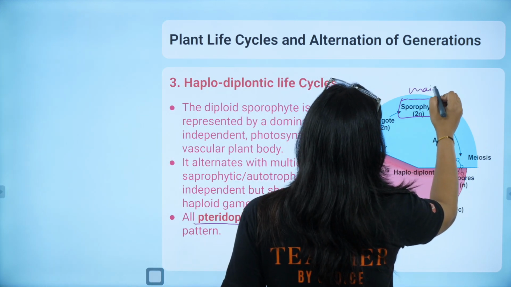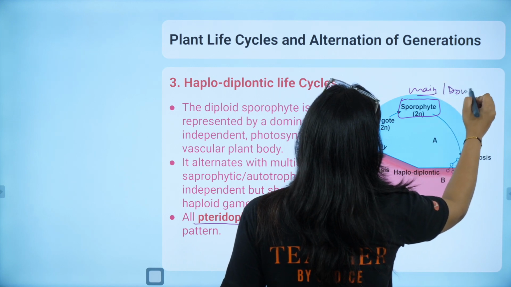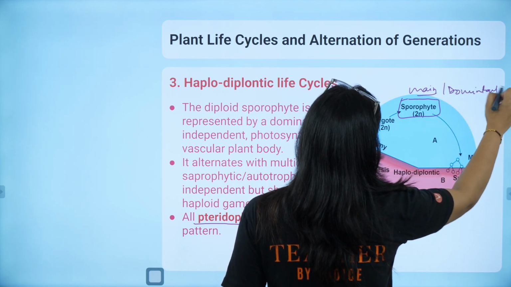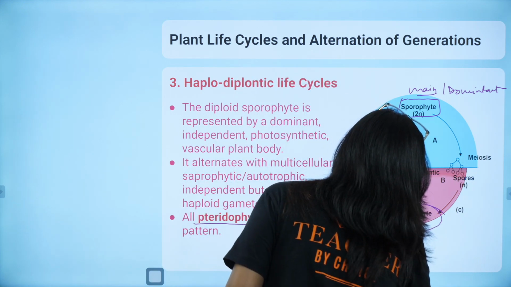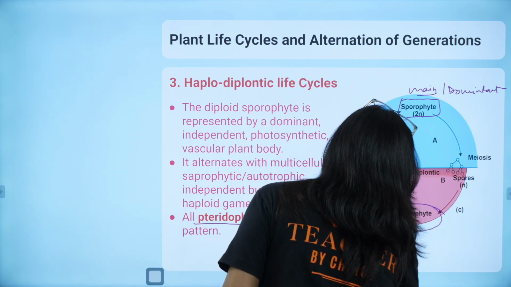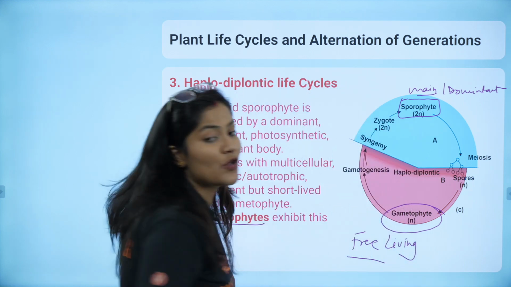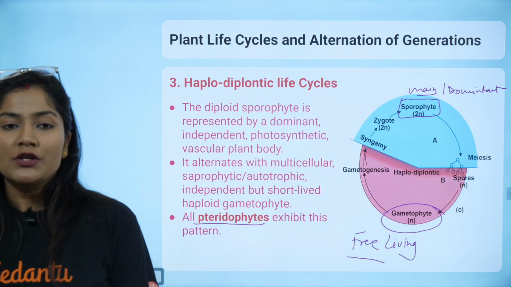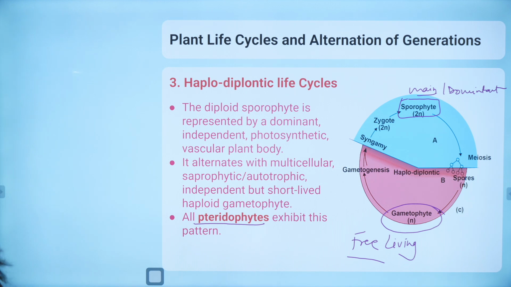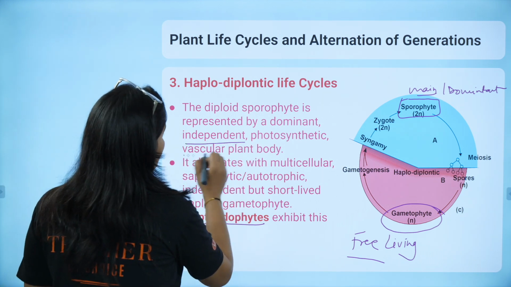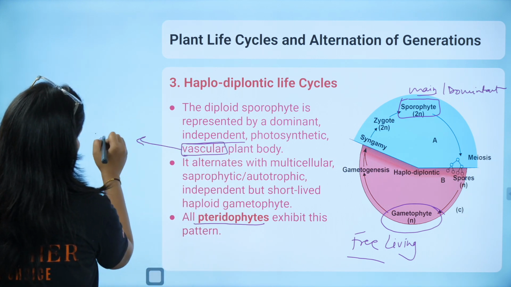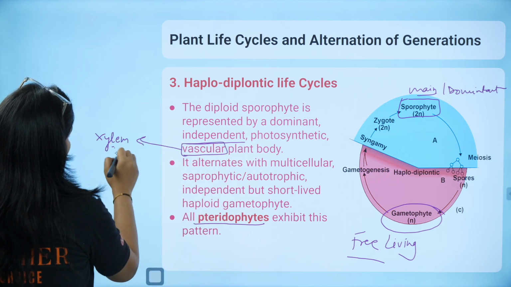The sporophyte is the main or dominant plant body, which is going to result in the formation of your gametophyte, and this gametophyte is free living, which means it is not dependent on anyone. So the diploid sporophyte is represented by a dominant, independent, photosynthetic, vascular plant body. Vascular means that there will be presence of your xylem and phloem.